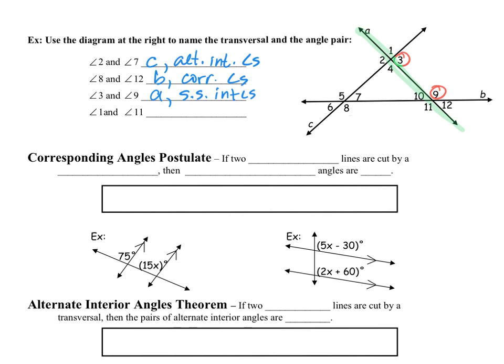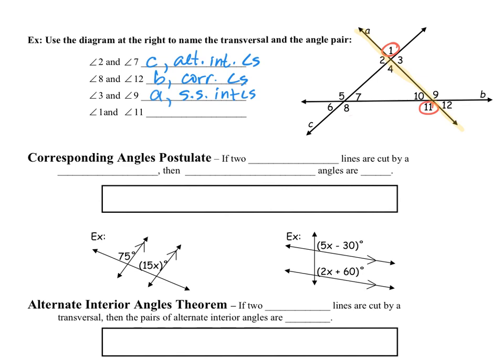And then our last example, let's take a look at angle 1 and angle 11. So here's 1 and here's 11. First of all, what is the transversal that touches two other lines to create those angles? Well, that would be line A. So line A is our transversal.